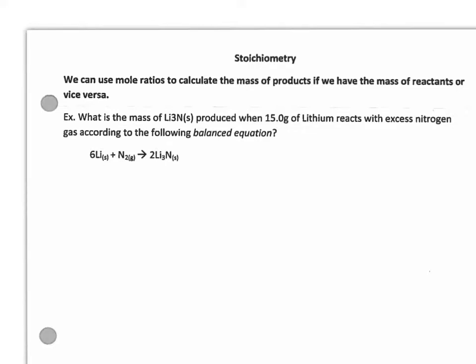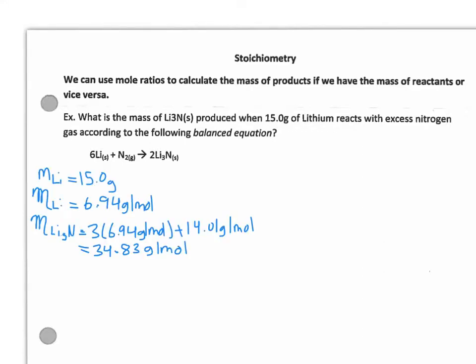So the very first thing you need to do is write out all your given information. So the first three pieces of given information are the mass of lithium, 15.0 grams, the molar mass of lithium, 6.94 grams per mole, and the molar mass of lithium nitride, which when you do the math is 34.83 grams per mole. And you also know the ratio of lithium to lithium nitride that's involved in the reaction. So from the balanced chemical equation, we know that we have 6 moles of lithium in a ratio with 2 moles of lithium nitride.